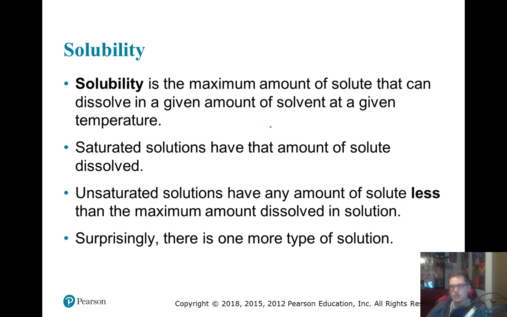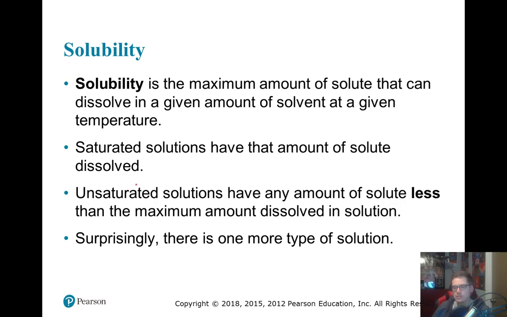So when you're at your solubility level, you have your saturated solution and you have that amount of solute dissolved. If you haven't reached that point yet, then you're unsaturated and you have less than this amount. So it's just another way of looking at saturated versus unsaturated.